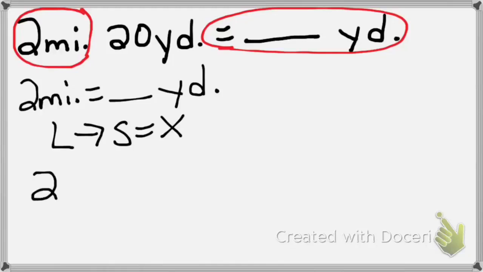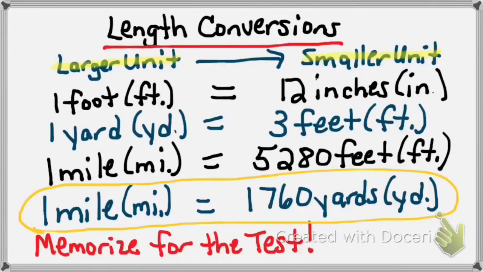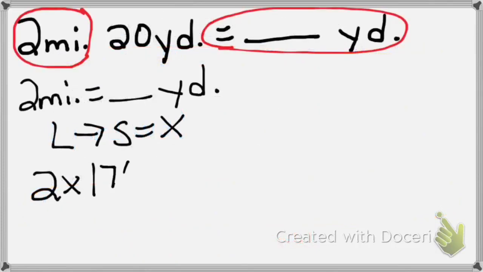Take my number, which is 2, my operation, which I wrote down, which is times, and now I need to look up and see how many yards there are in a mile. And yards and miles are length, so I look at my length conversions to find my yards and mile conversion, and here it is right here. The number that's not 1 is 1,760, so there are 1,760 yards in 1 mile.